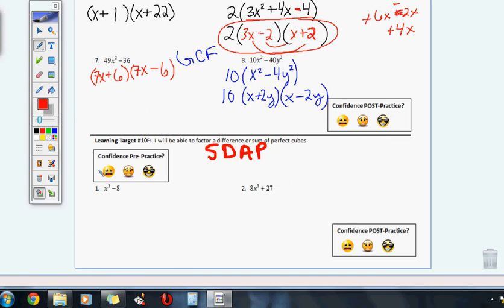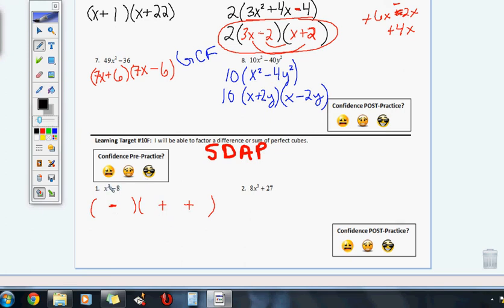All right, so this is recognition here, a difference of perfect cubes. So yes, SDAP works if you have that situation going on. So SDAP, the sign is negative, so we do the same, we do the different, and we have always positive. That's what that means there. So what's the rest of it?